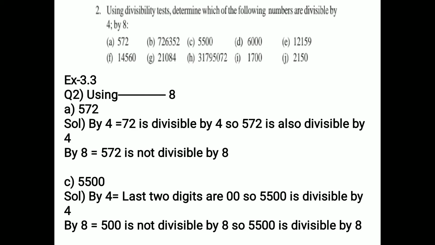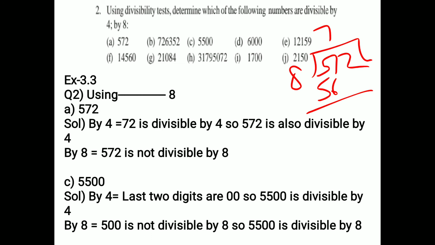Clear? In 8, what do I have to do? I have to divide the last three digits. Students, when I divide the last three digits, 572, by 8, the answer comes 71, but a remainder is left. So if a remainder is left, it means it is not divisible by 8. So you write 572 is not divisible by 8.